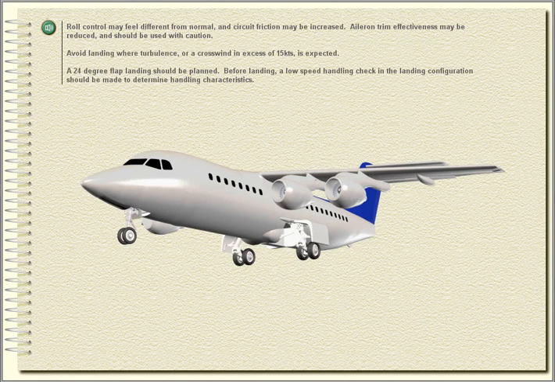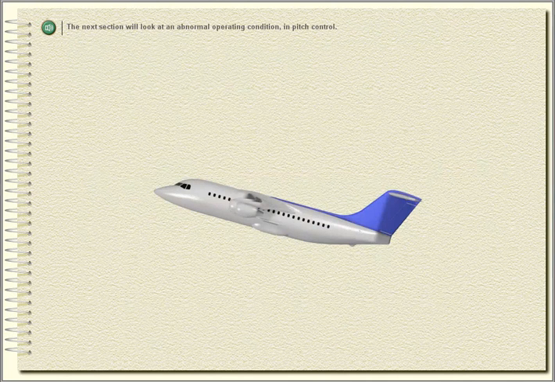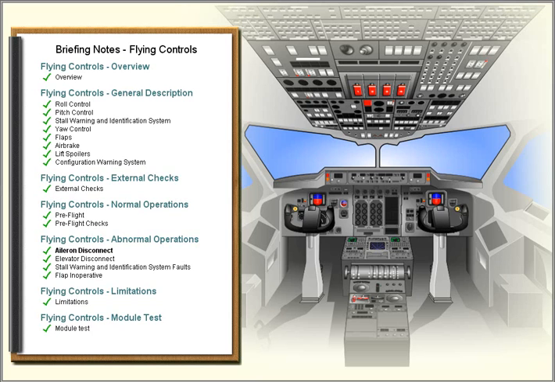Avoid landing where turbulence or a crosswind in excess of 15 knots is expected. A 24-degree flap landing should be planned. Before landing, a low-speed handling check in the landing configuration should be made to determine handling characteristics. The next section will look at an abnormal operating condition in pitch control.